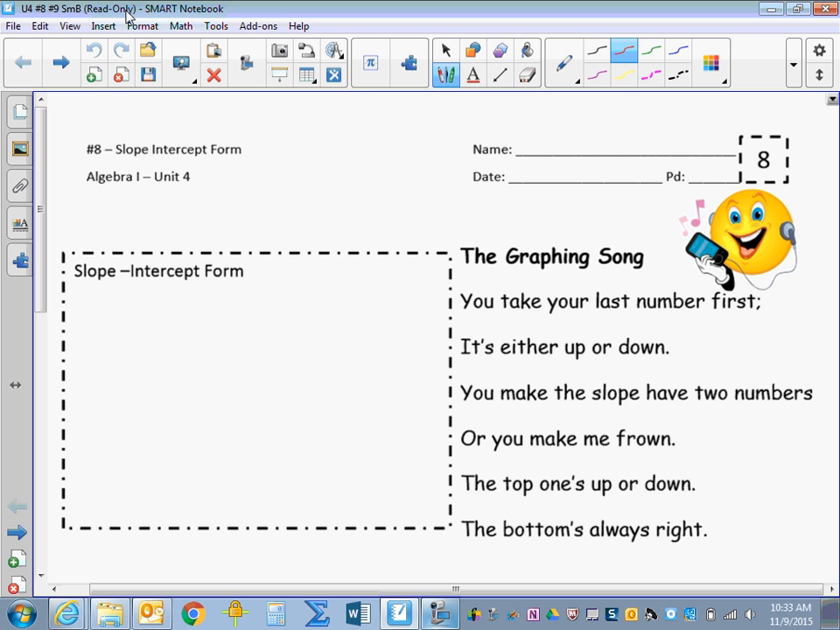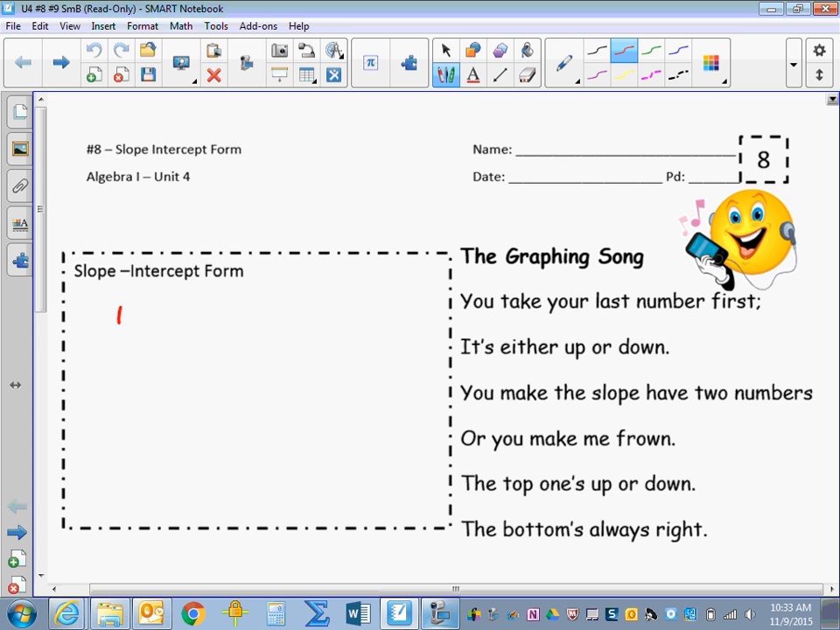Does anyone remember what slope-intercept form is? They have their foldable from last class where we talked about our slope-intercept form. What is slope-intercept form? Where it crosses the x-axis. The intercept is where it crosses the x-axis.